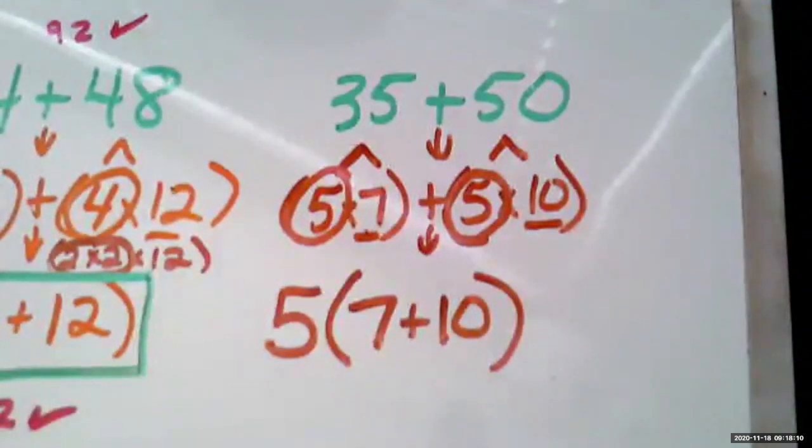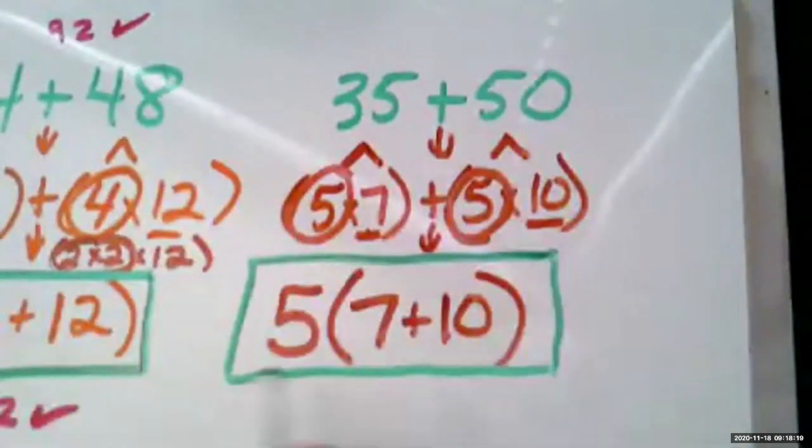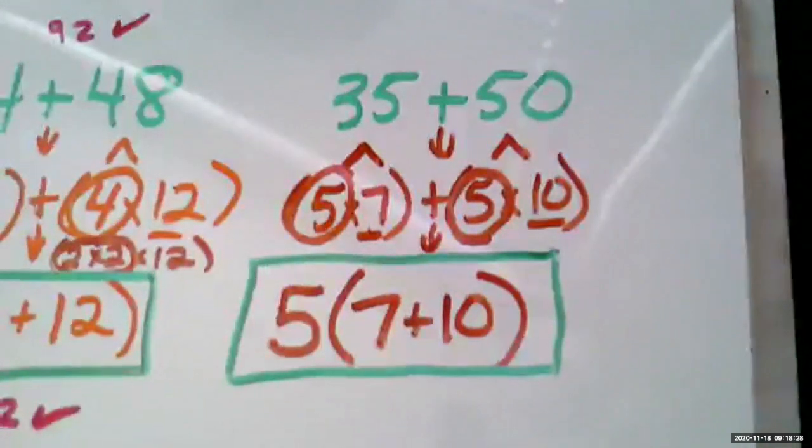Typos, yes, I get it. Make sure that, so this is how you write your final answer. 5 parentheses, 7 plus 10, close parentheses. All right, 5 parentheses, 7 plus 10, close parentheses.